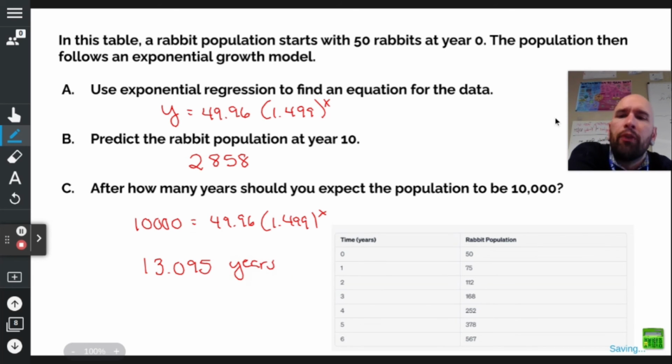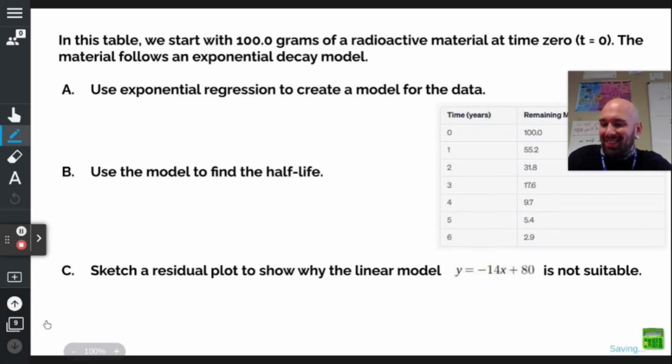So you start out with 50 and you end up with 10,000. Holy crap, pardon my language. That's a lot of rabbits running around asking for fruity cereals. Those rabbits, don't they know Trix are not for them?